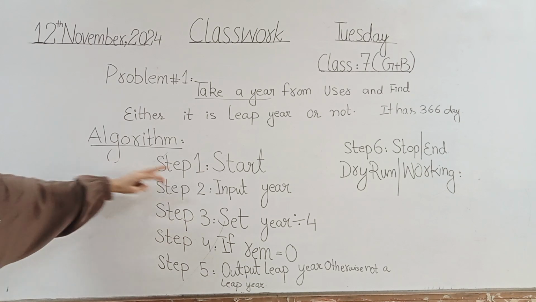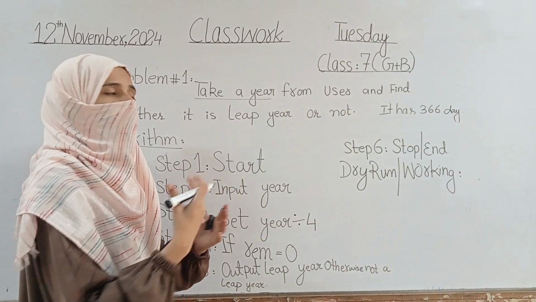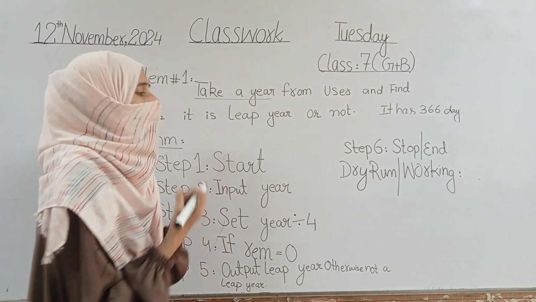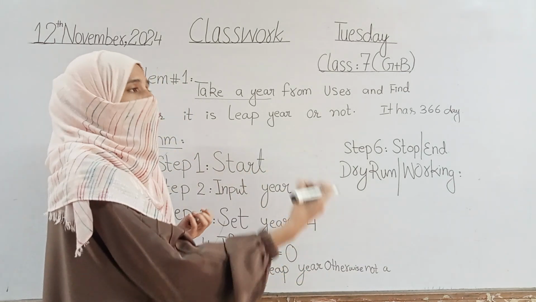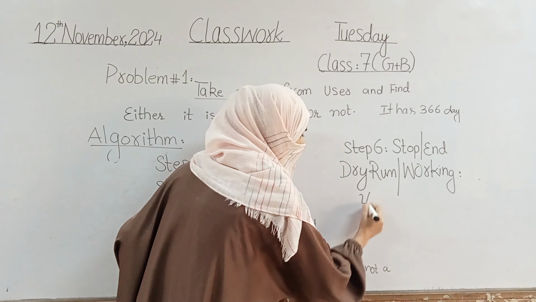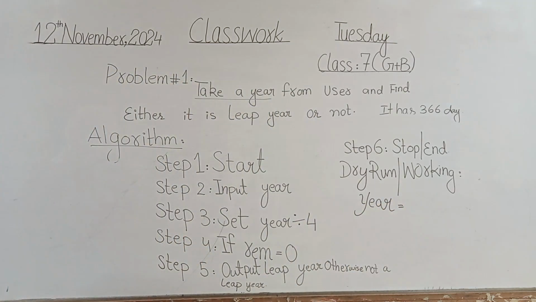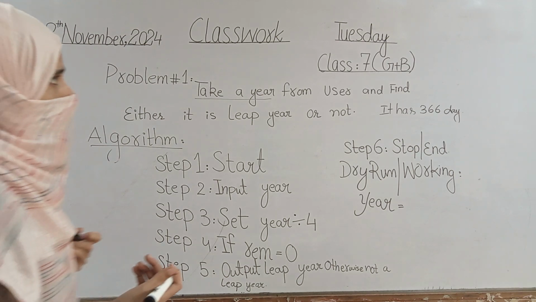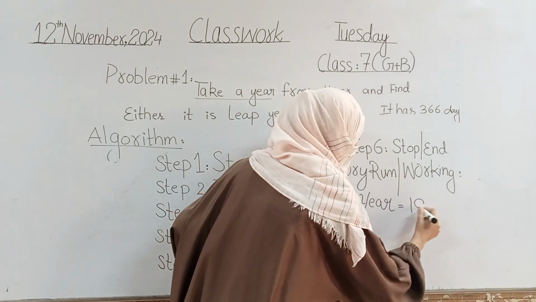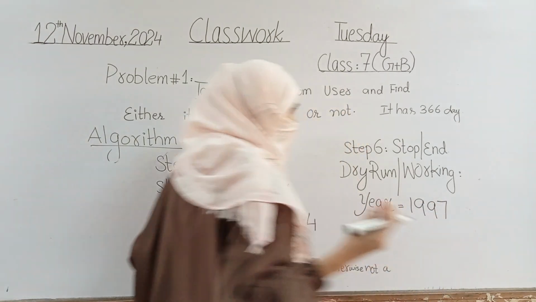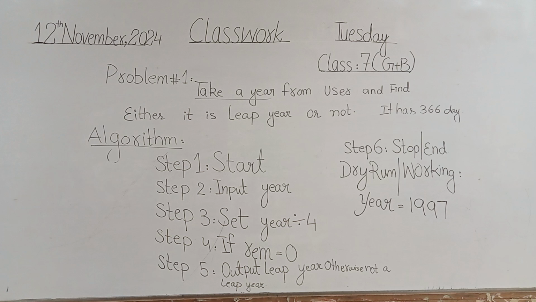Step number 2, input year. Now we have to take an input, a year from the user. So year, Y-E-A-R, is equal to the year taken from the user. Please tell me which year I should use. 1997. You can take your birth year or your mother's birth year or any other year.